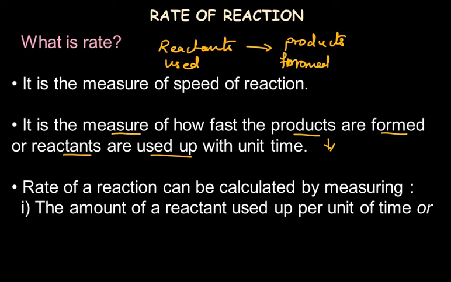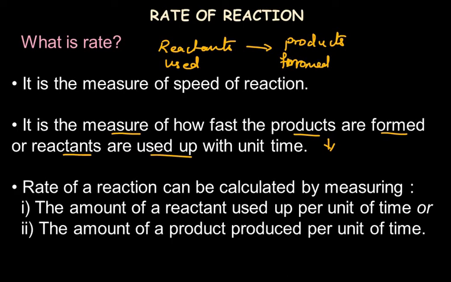Now unit time, maybe you can measure the time in seconds or in minutes or hours. So unit time depends upon what type of reaction we are considering and in what amount that is considered, and then the amount of reactants used up is calculated per unit time. Or what we can do is calculate the amount of product produced per unit time. Either of these methods can be used to calculate the rate of reaction.